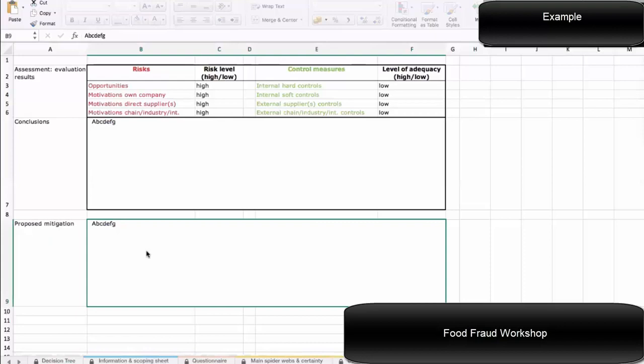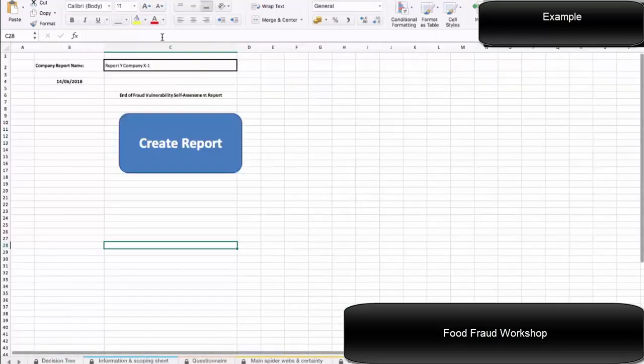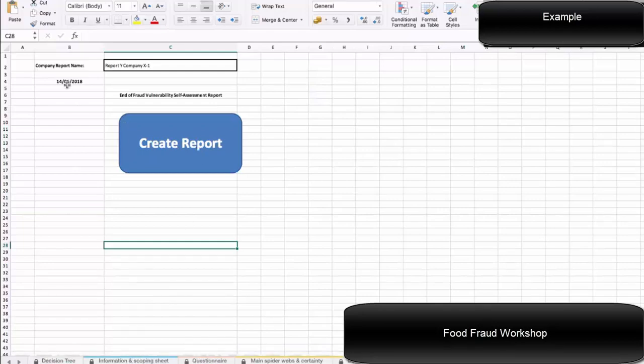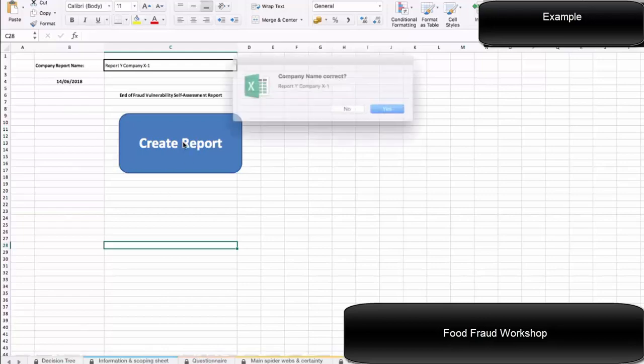Once you've put all that information here into the output sheet, you go to the report. You put the name of the company. The name of the company is already filled in automatically here from the original information scoping sheet. So then the date is automatically populated here, and you just click on Create Report and click Yes, and it'll ultimately then provide you with a PDF report with all the conclusions from this particular assessment that you can then print off and include into your overall food safety management system reporting.